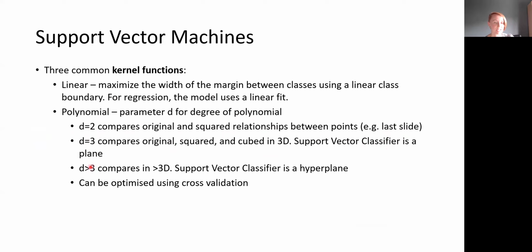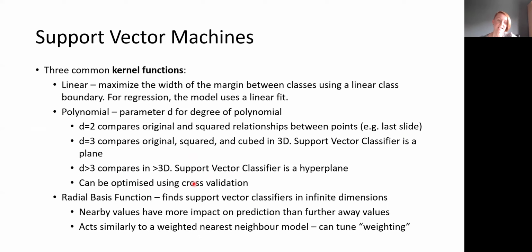And if we have d of greater than 3, then we can compare in more than 3 dimensions, which is not easy to visualize. We end up with a support vector classifier that is a hyperplane across more than 3 dimensions. This can also be optimized using cross-validation, so we can figure out from our data what the best degree of polynomial is.